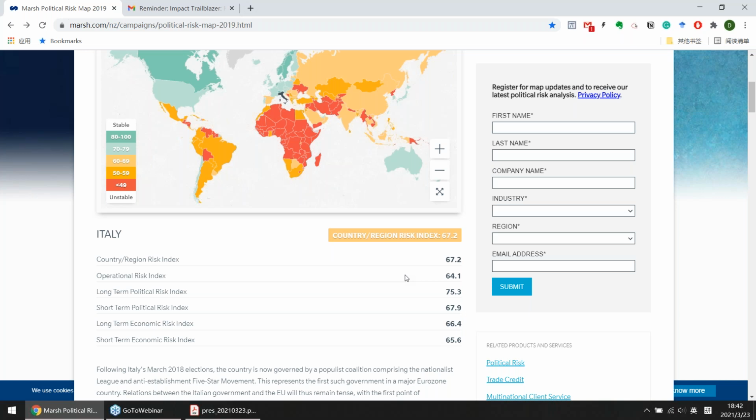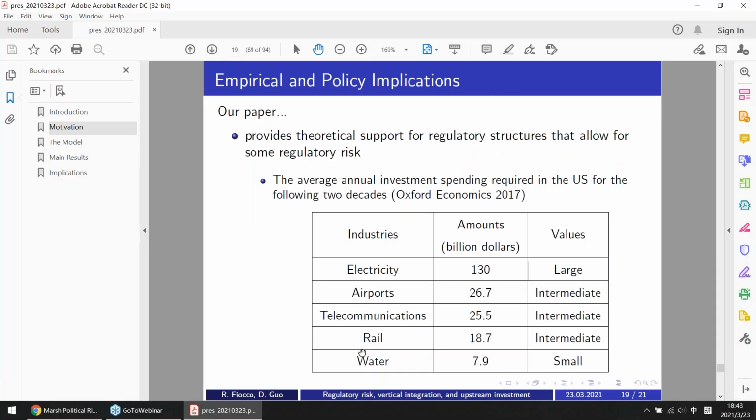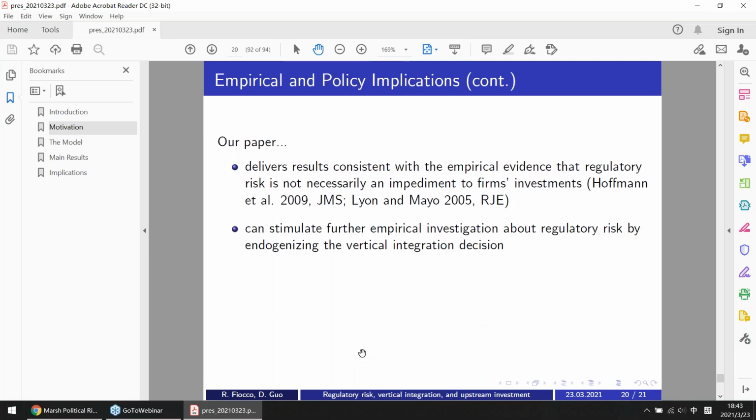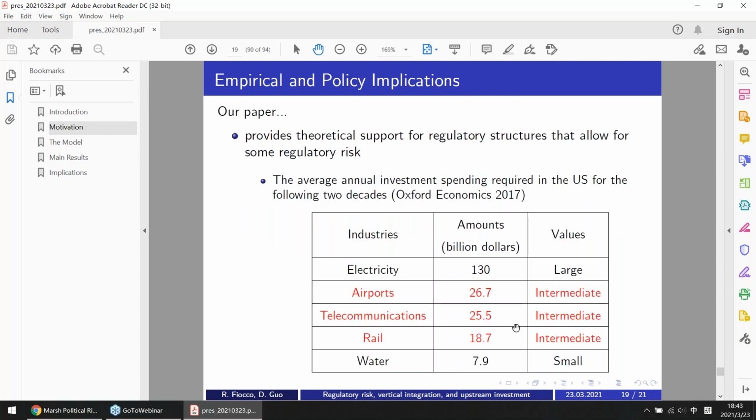But for the second point, I have to confess that you're right: so far there's no risk index based on particular regulatory regimes. But this is exactly what we suggest. We hope our paper can stimulate further empirical investigation. A nice thing is that, from this table, if we consider investment in the telecommunications industry, it belongs to the intermediate level. And according to our theoretical paper's suggestion, this industry should allow for some regulatory risks.